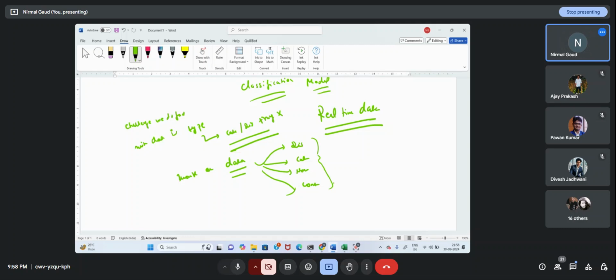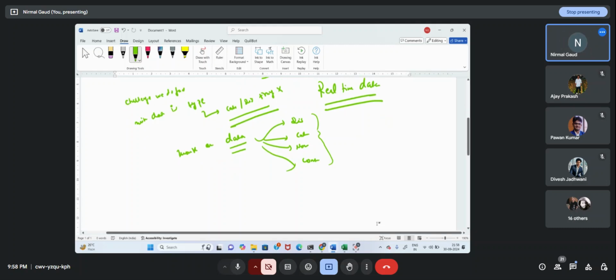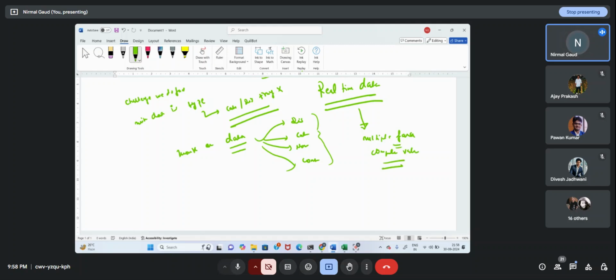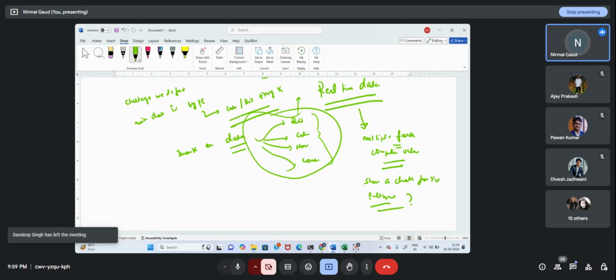Yes. The issue is, your real time data may have multiple features. It may have complex values, which will be a challenge for you to interpret. But it's not that if you don't know this, you can't work. No, you can work on this also. If you know this, you will be able to work on it.